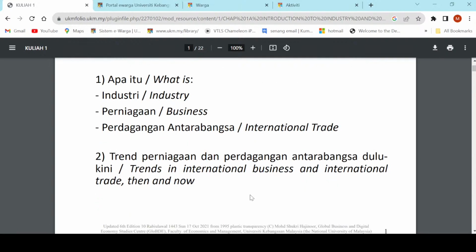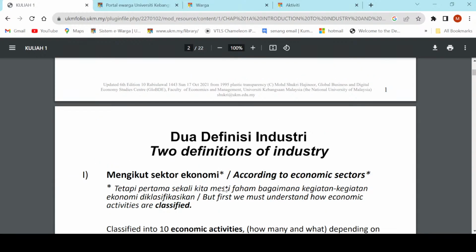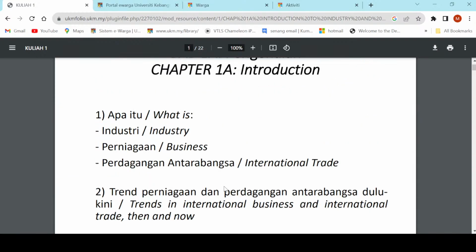And then we're going to look at trends in international business and international trade now and also in the past. So now we take number one. We're going to learn number one, which is what is industry, what is business, and what is international trade. And also number four, what is international business?